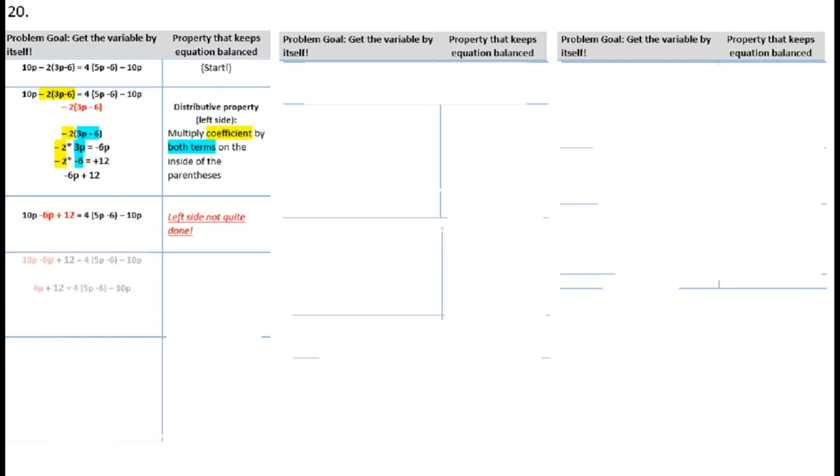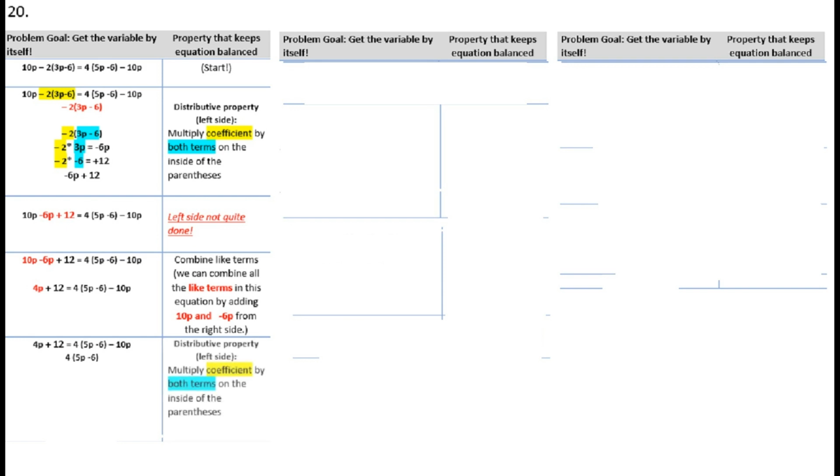So we can add that part of the equation where that distributive property used to be. But that left side is not done. We've got to combine some terms now. So 10p minus 6p is 4p. So now our equation is 4p plus 12 equals 4 times the quantity 5p minus 6 minus 10p.